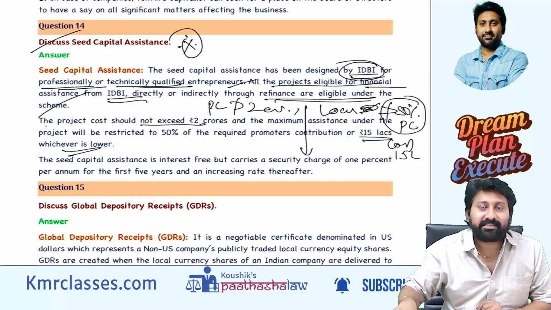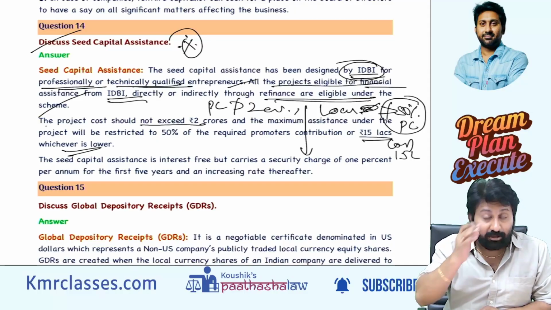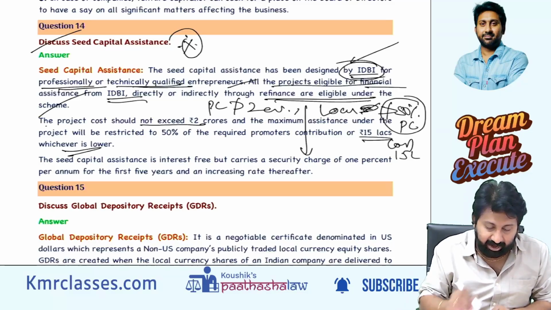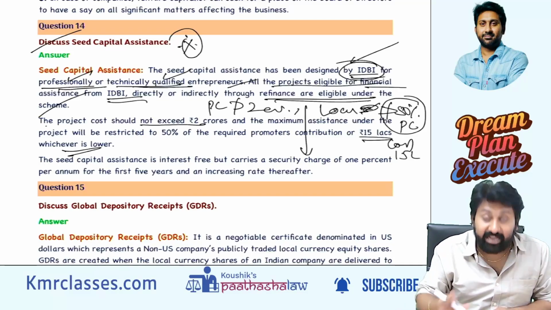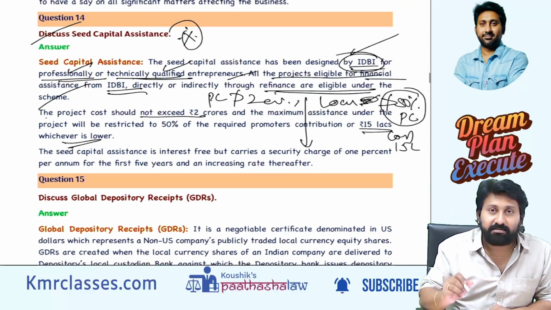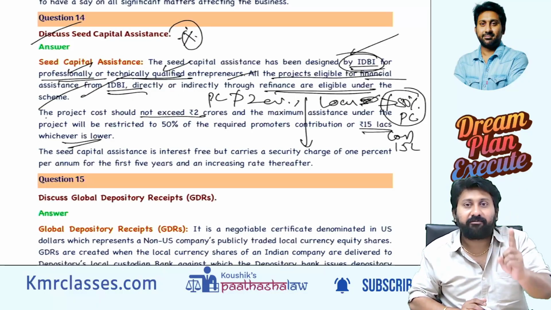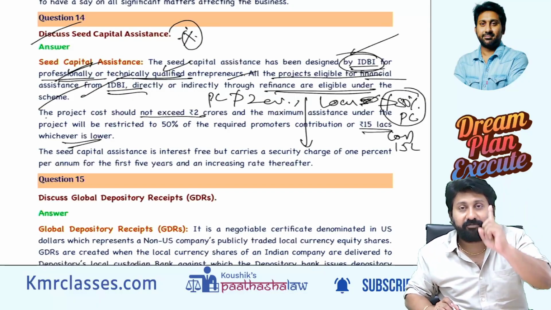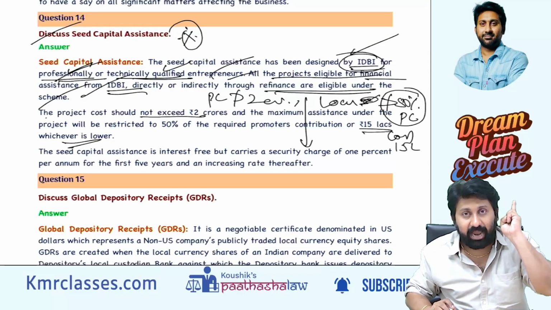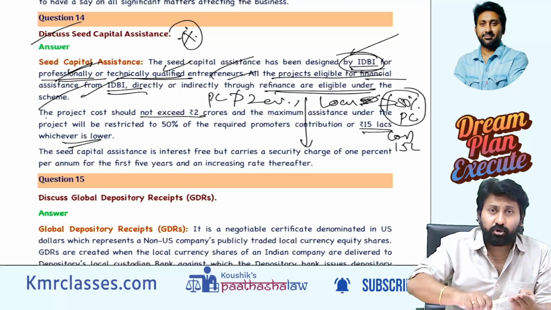Sir, what is seed capital assistance? It means promoters will give money to the company. Yes, sir. I will also give along with them, but I will not give huge amounts. IDBI started this concept of seed capital assistance for professionally and technically qualified entrepreneurs like IIT graduates, CAs, etc. Number 1, project is eligible for financial assistance from IDBI. Number 2, it is brought by IDBI for professionally, technically qualified professionals or entrepreneurs. Number 2, it is a financial assistance given by IDBI. Number 3, conditions to be satisfied. Project cost should not exceed 2 crore.